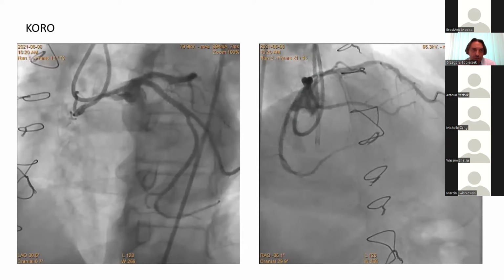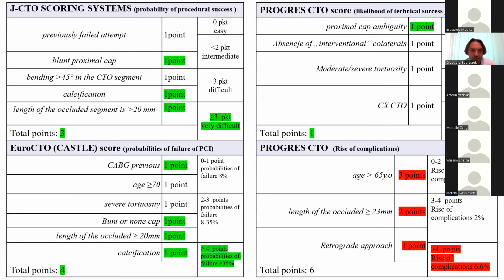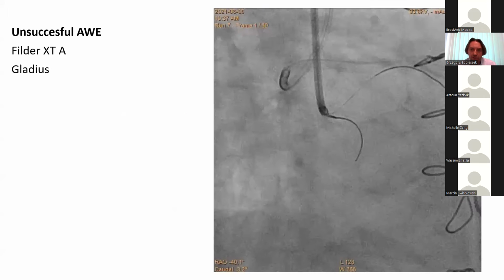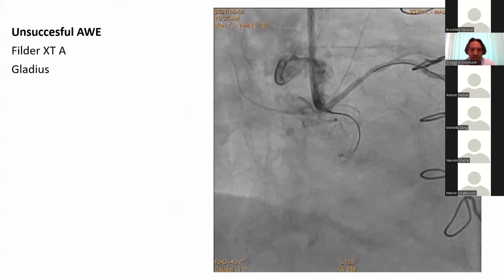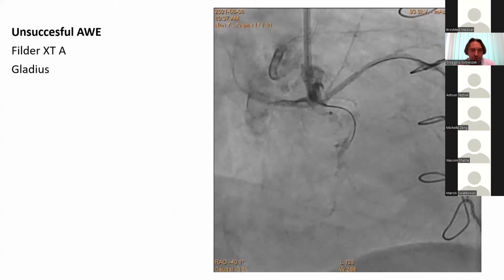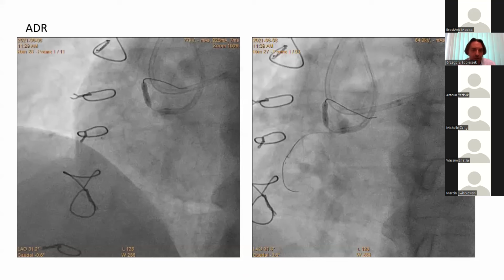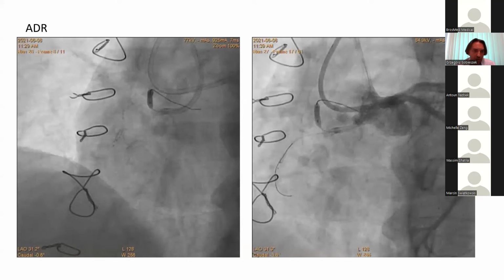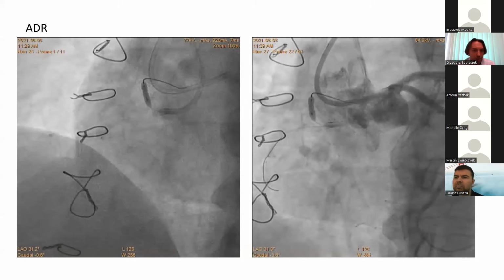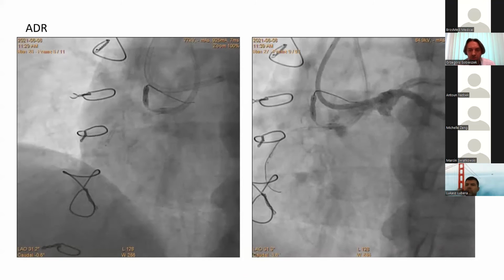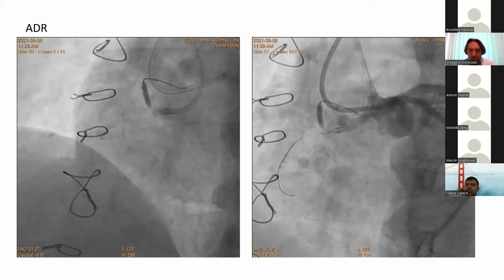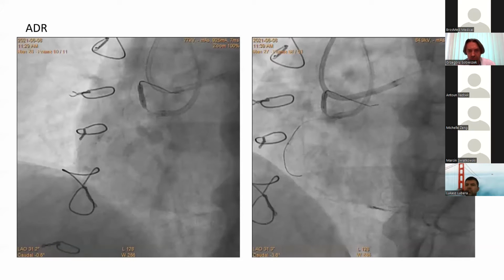So in the J-CTO score, it's 3 points for ambiguous gap, calcifications and length of occlusion, but even 6 points in the PROGRESS CTO risk of complication scale. So we started with antegrade wire escalation, but it was unsuccessful, and very fast we changed strategy to antegrade dissection and reentry. And you can appreciate here the Stingray balloon, and we hoped to perform the stick and drive technique in the mid RCA segment, but it was unsuccessful as well, as you can see.